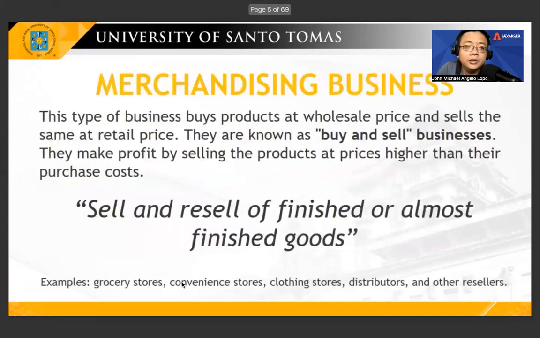So what do you mean here by merchandising? Please take note, very important here is the merchandising business. This type of business buys the product at wholesale price and sells the same at retail price. They're also known as buy and sell. So please take note that it is basically part of the buy and sell businesses. They make profit by selling at a higher price.